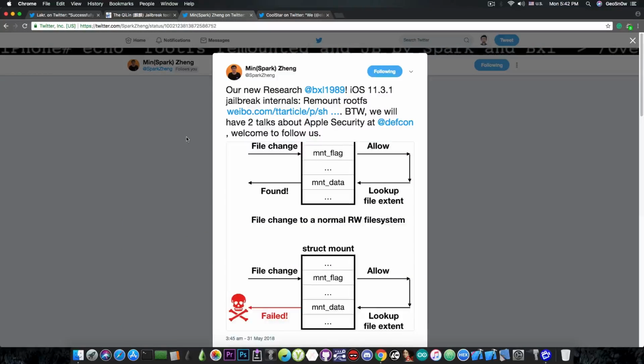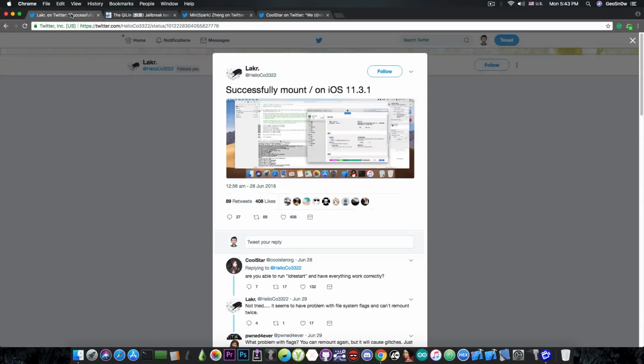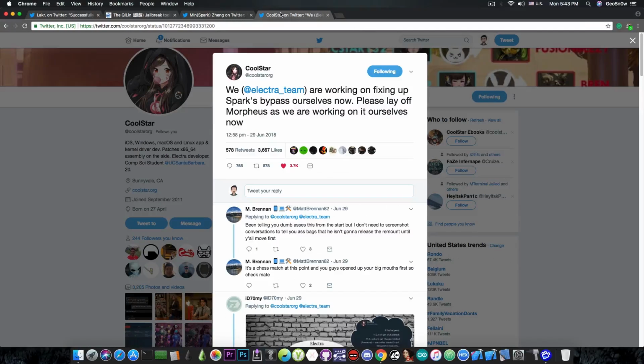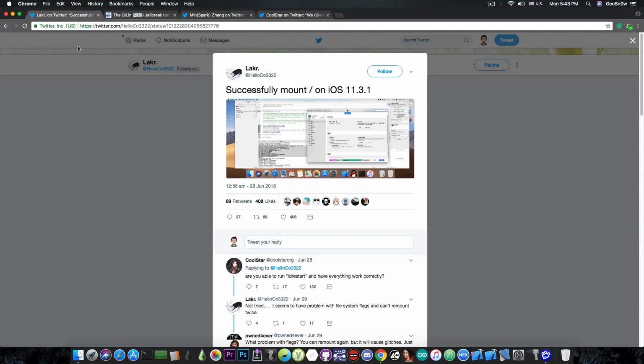So he talks about this in here, which is a post made by Min Spark Zheng a few weeks ago, in which he says, quote, "Our new research, iOS 11.3.1 jailbreak internals, remount root file system. By the way, we will have two talks about Apple security at DEF CON. Welcome to follow us." And I think this dude in here is using a different approach. It's not directly working on top of Min Spark Zheng's remount, while Coolstar and the Electra team are indeed working on top of that. So it's good to see people trying different methods and trying different, you know, ways to achieve the same thing, because we're bound to get an answer faster if many people contribute to the same solution.